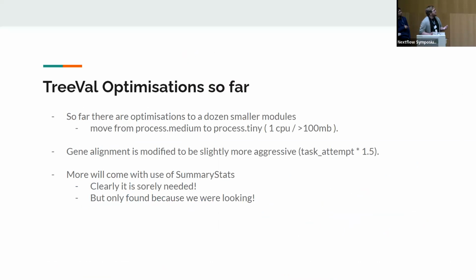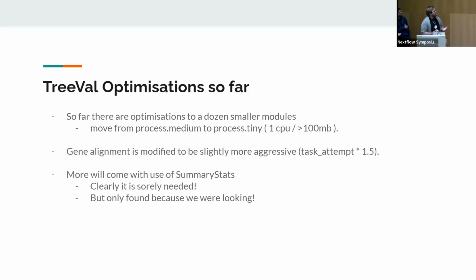So far, what we've done to combat this is to add a process tiny. There are umpteen jobs in the pipeline which are just simple bash scripts, so awk or find or very small stuff. These need next to nothing in order to run. We've got 100 meg there, but that's very much as you should never need more than this.